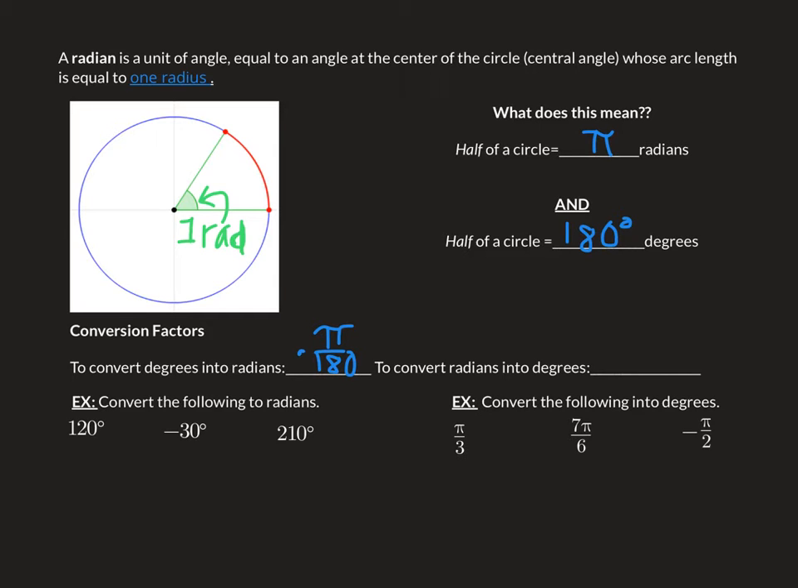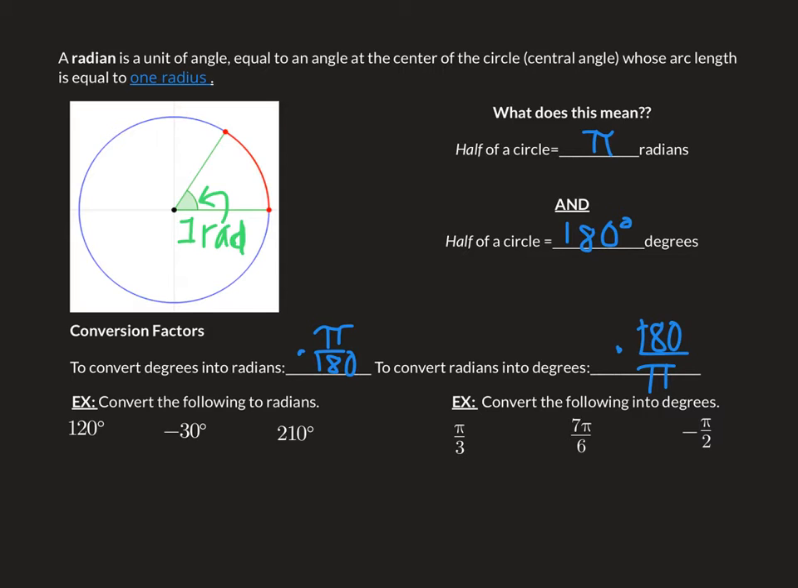If I convert my radians into degrees, I'm going to be multiplying by 180 over pi. Okay, so let's look at what that looks like. I'm going to try one, and then you're going to try a couple and see how you do.